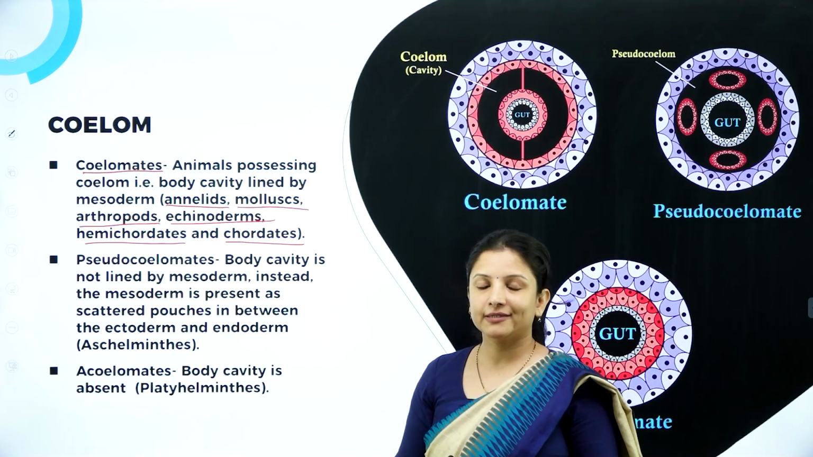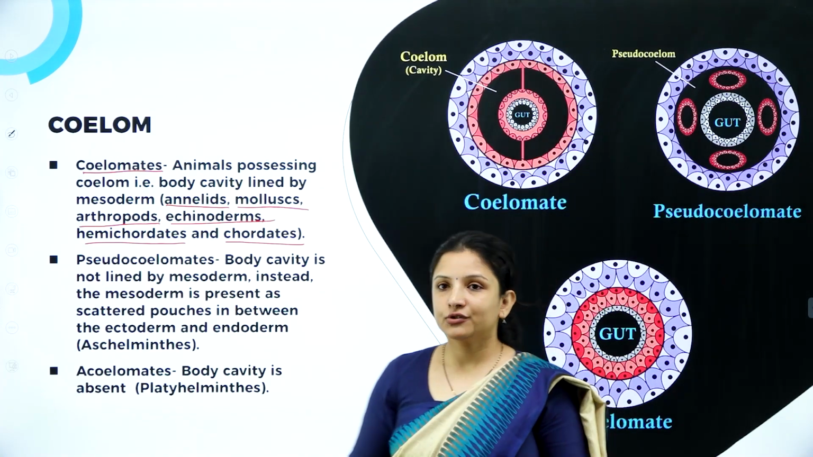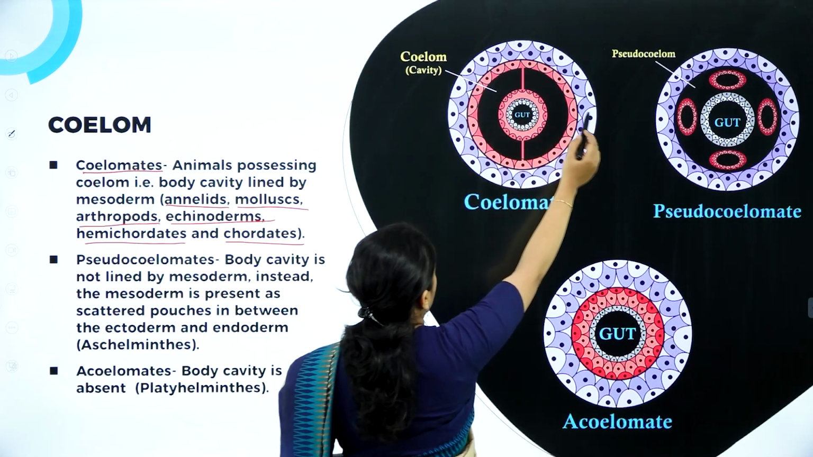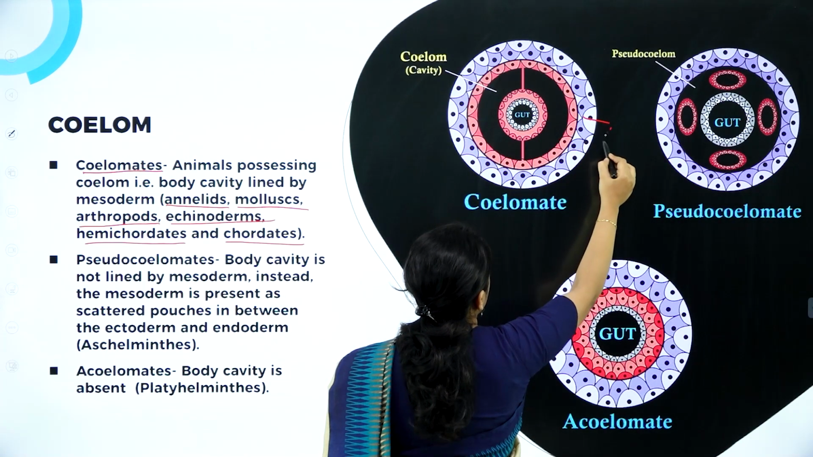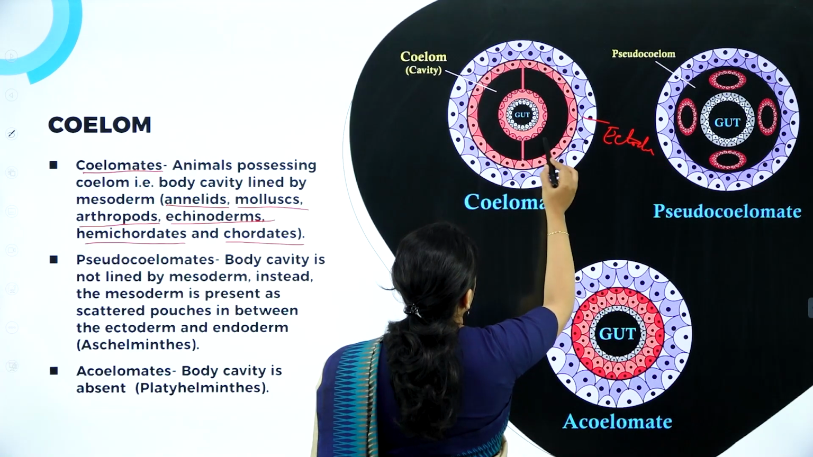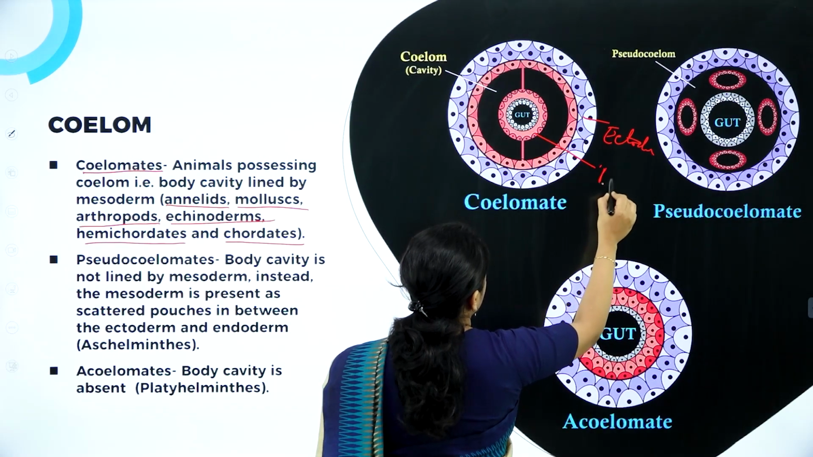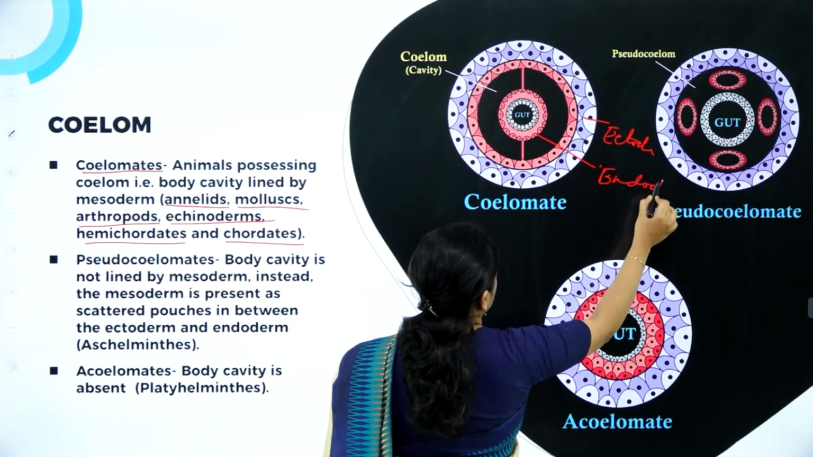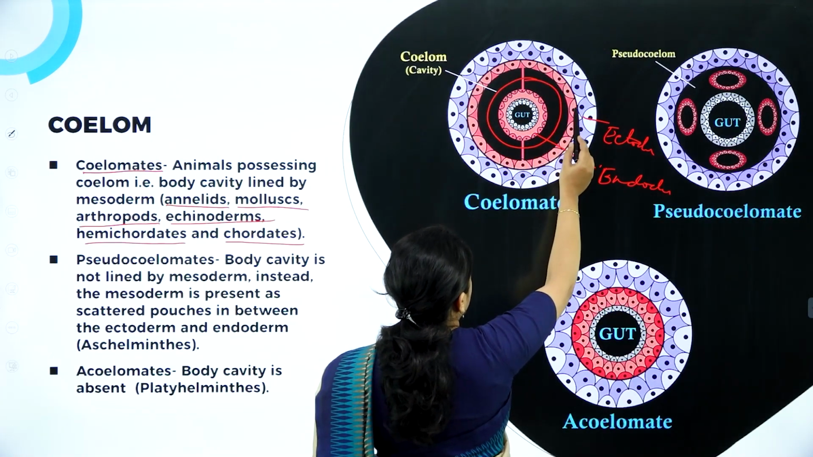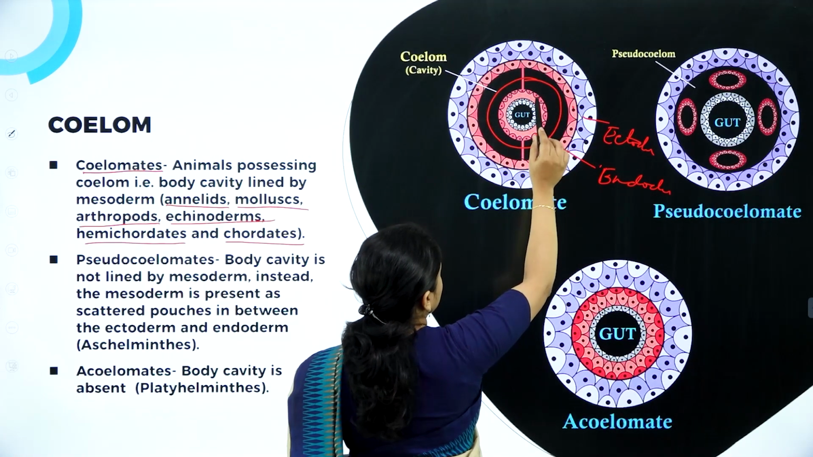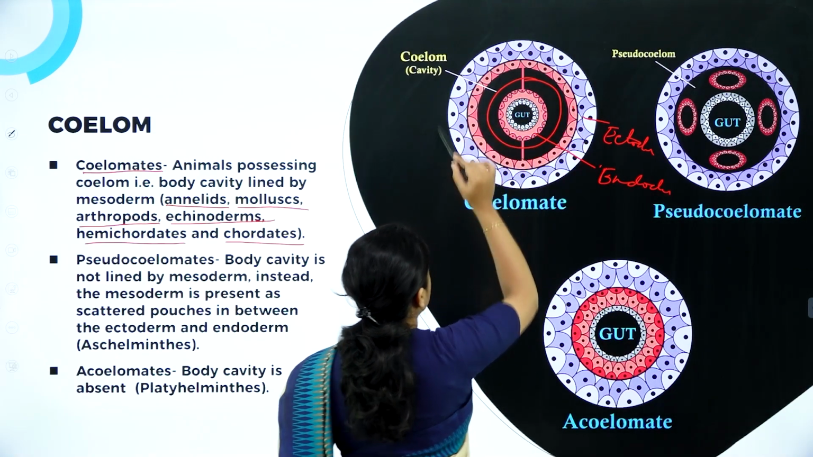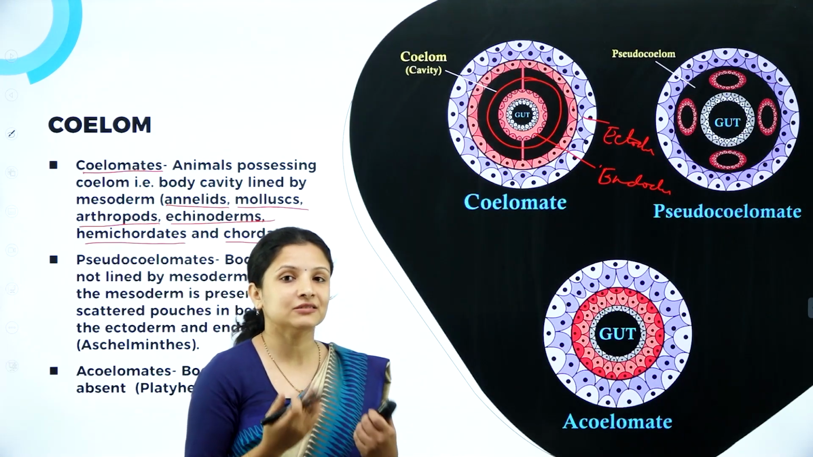All these are coelomates wherein they have a body cavity. So if you can see here about coelomates, they have a coelom. Why? Because they have an outer arrangement of cells, ectoderm, and an inner arrangement of cells, endoderm. In between there is a cavity. Here also few cells are there, here also few cells are there, but in between they have a cavity. So that is why they are called coelomates.